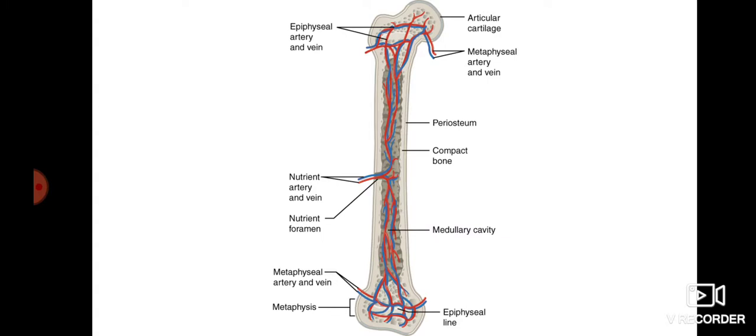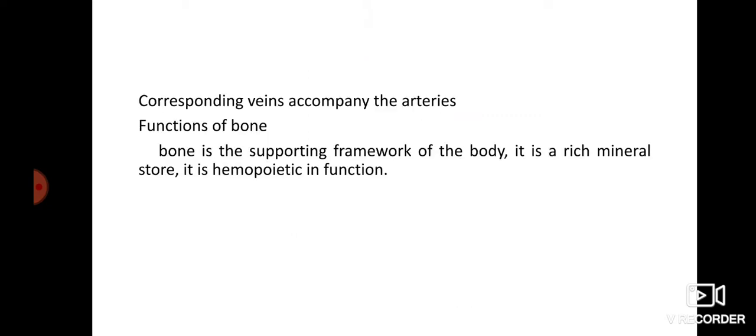So this is the blood supply of the bone. Bone is highly vascular in structure. The 4 sets of blood vessels present are epiphyseal, metaphyseal, nutrient artery, and periosteal. Thus, the arteries are accompanied by veins with the same name.